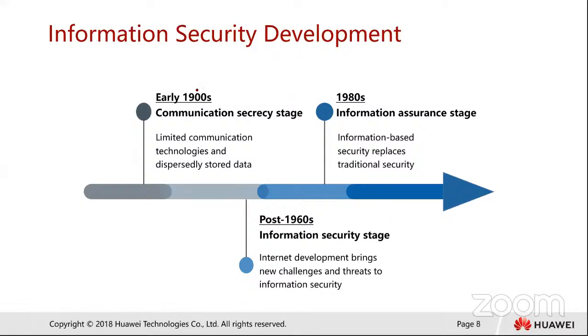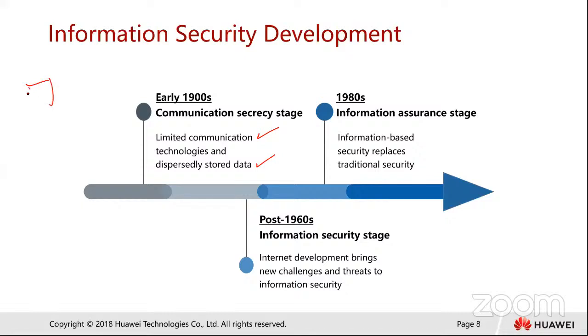So let us try and see the information security development cycle. How did they develop the information security, and how is it up to date, like the stages it has gone through? So we see in the early 1900s, there was a communication secrecy stage. Here, there were limited communication technologies and dispersedly stored data.